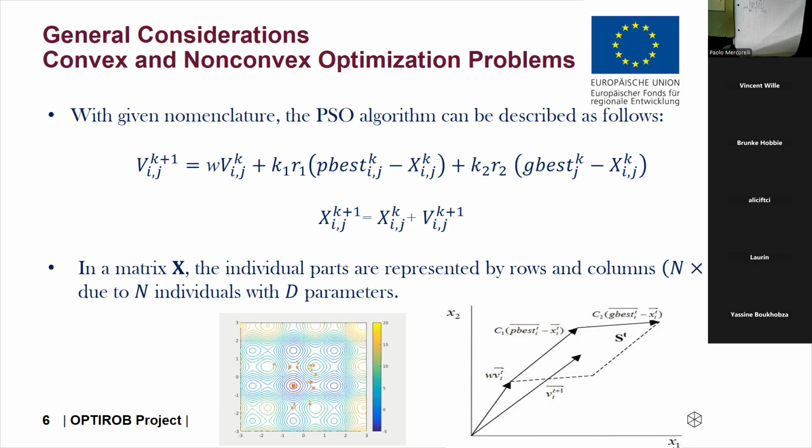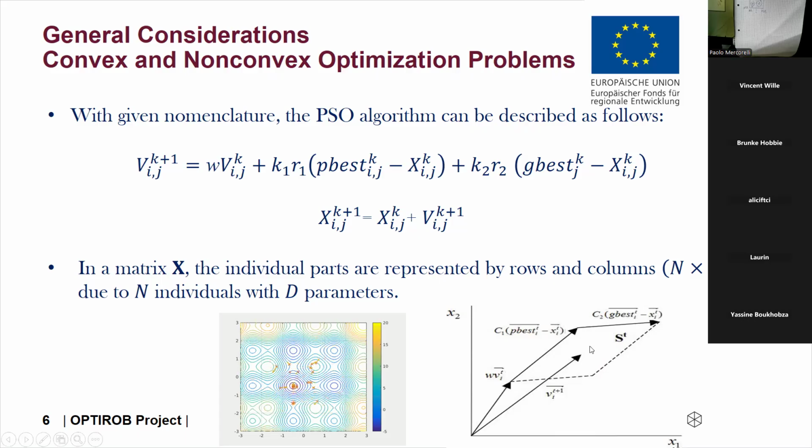R1 and R2 are two random variables. Random means, in our case, uniform random. This means the distribution is uniform. I don't know if you remember, a uniform distribution is a constant distribution between 0 and 1. This means the mean value is 0.5. Now we can understand why K1 and K2 equal 2, because we want to weight these two vectors.